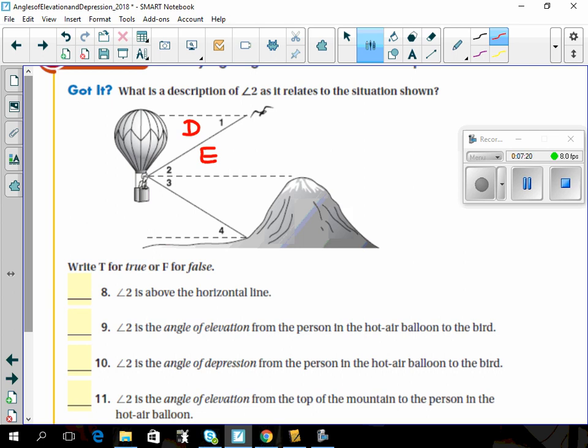What do you think is true about the measures of angle 1 and 2? Why? Not opposite. There's a word. We learned about it a couple months ago. Alternate interior angles. Those are parallel lines. So yes, I agree. These particular angles are congruent.